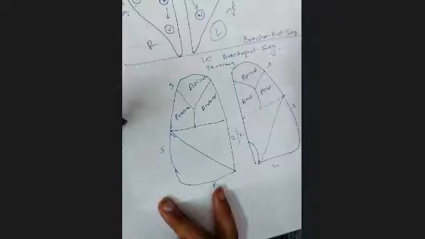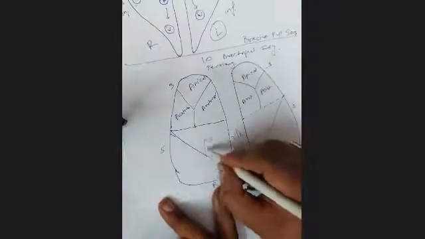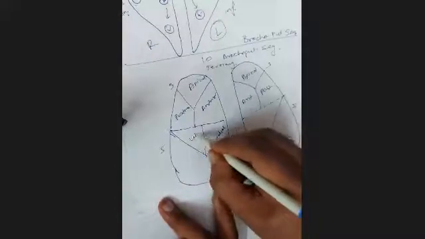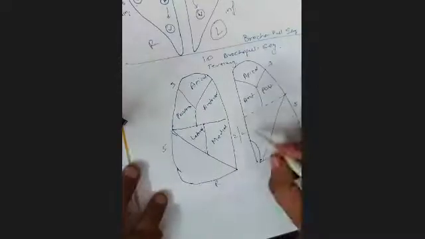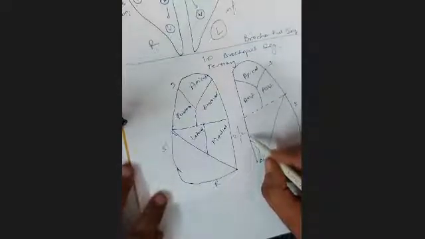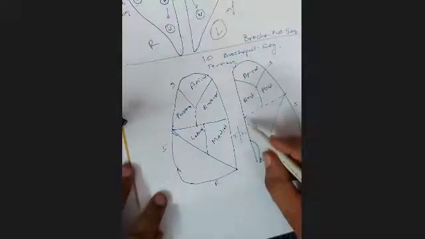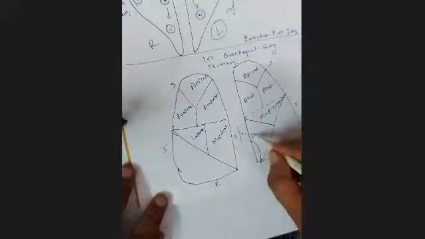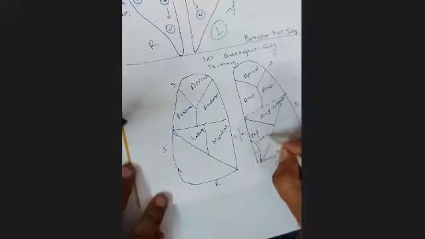Now, what are the bronchopulmonary segments in the middle lobe? On the right side, it is medial and lateral. But on the left side, there is no medial lateral. Instead of medial lateral, there is superior lingular and inferior lingular.